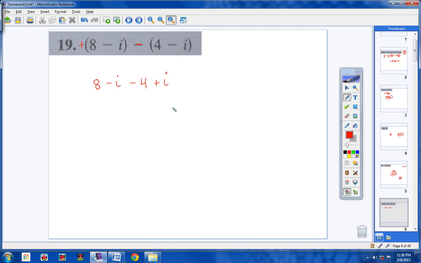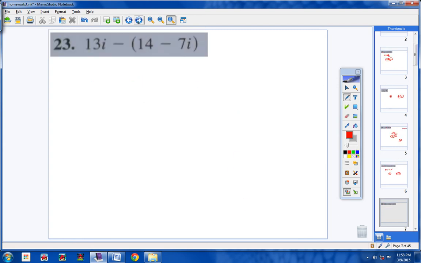Now combine your like terms. A negative i and a positive i cancel out. 8 minus 4 is 4. So again, you're welcome to write your answer like this. If you want to put this, that is totally acceptable also. I have no preference at all, okay? Alright, number 23.